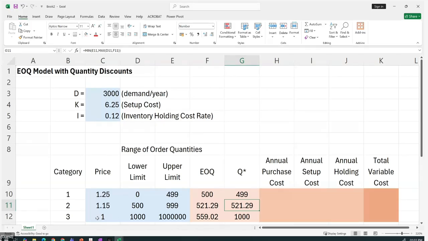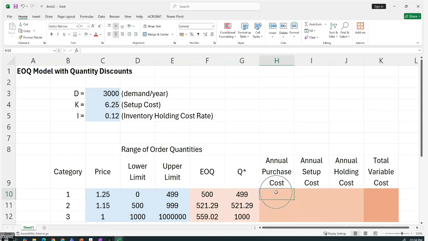Now look at this. For the third category, what is the optimal order quantity? As per the numbers, optimal order quantity is 559. Okay. However, to avail that discount, what should I do? I have to order a minimum of 1000. And so if I go for the third category, I'll have to go for at least 1000. Hope you got the idea.